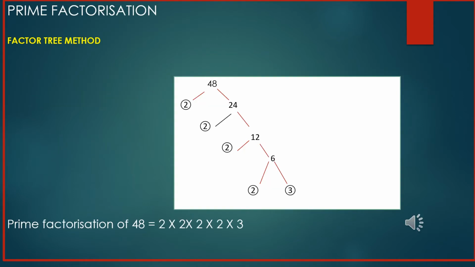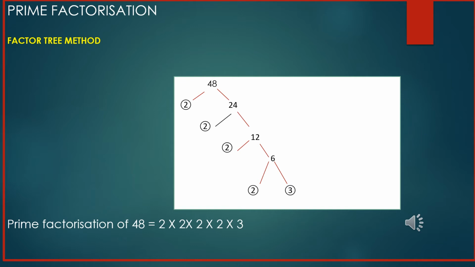There are different methods to find the prime factors of a number. First, we can consider the factor tree method. Here, we are arranging all the prime factors of a number as the branches of a tree. Let us start with 48. The smallest prime factor of 48 is 2. 2 into 24 gives 48.